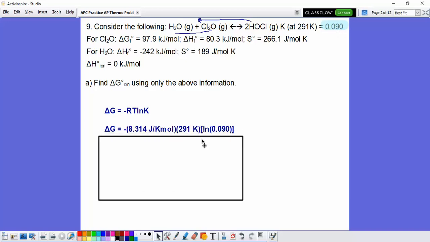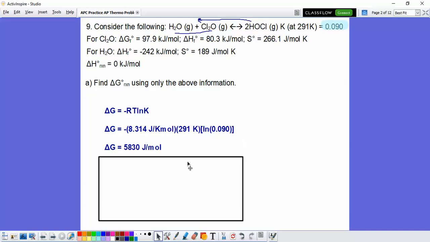So we plug everything in, and through the power of your calculator, you should get this answer, 5830 joules per mole. And remember, we predicted from up here that delta G was going to be positive since K is less than 1. We can leave this in joules per mole, or you can convert it to kilojoules per mole. But again, unless it specifically asks for a certain unit, don't waste your time and risk making a mistake in a calculation that you then lose points on because you made a simple calculation error.